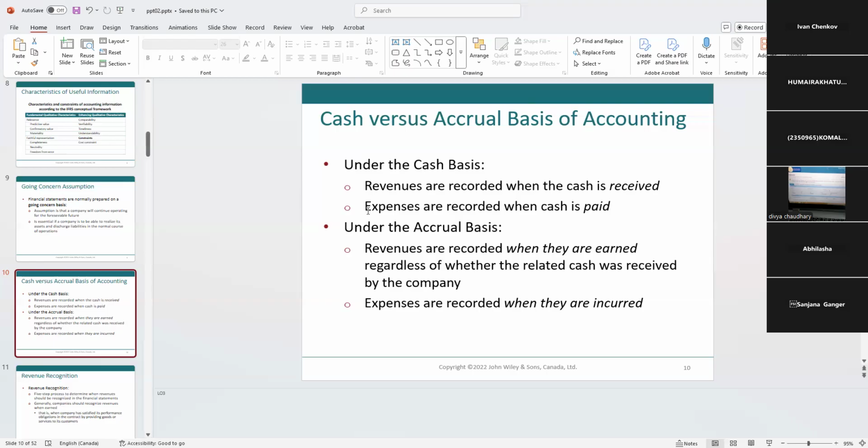An example would be once the company provides a service to the client, they record the revenue, not when the cash is received from the client. Sometimes it takes time for the client to pay the cash, but the company records the revenue. Why? Because the revenue has been earned.